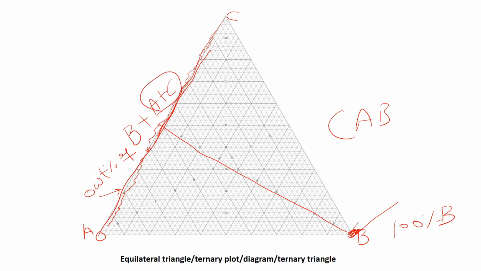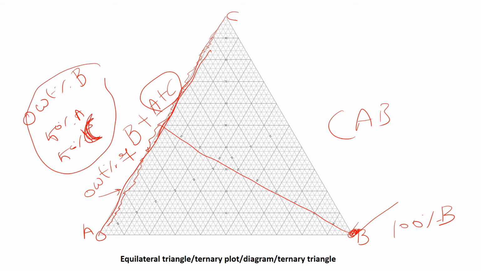So what do I mean by this? Imagine if your raffinate contains 0 weight percentage B, and then 50 weight percentage A, 50 weight percentage of your compound C. So this point definitely lies on this line.